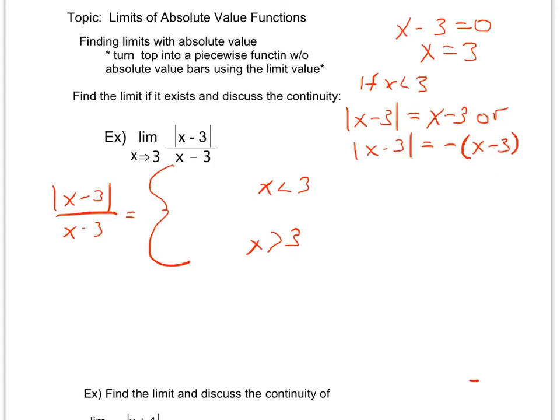So I can say that this function here, if x is less than 3, is equal to taking the opposite of what I get when I do x minus 3, and I'm just going to leave the bottom alone.